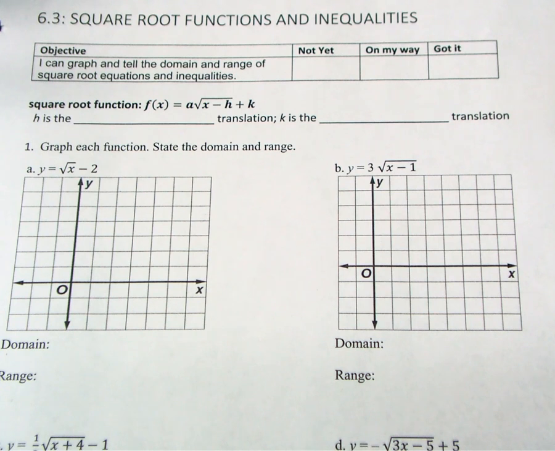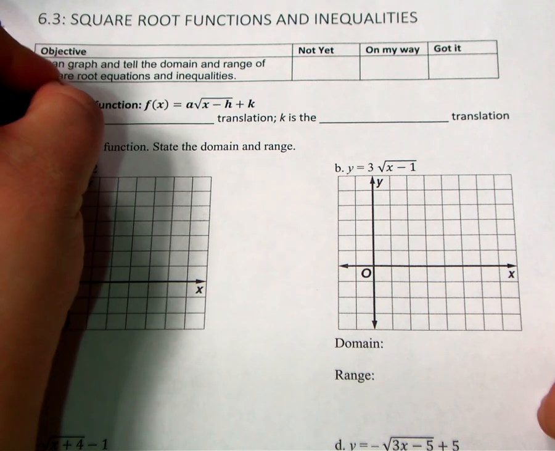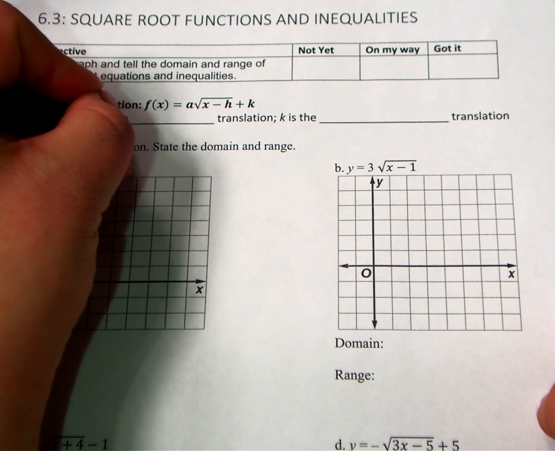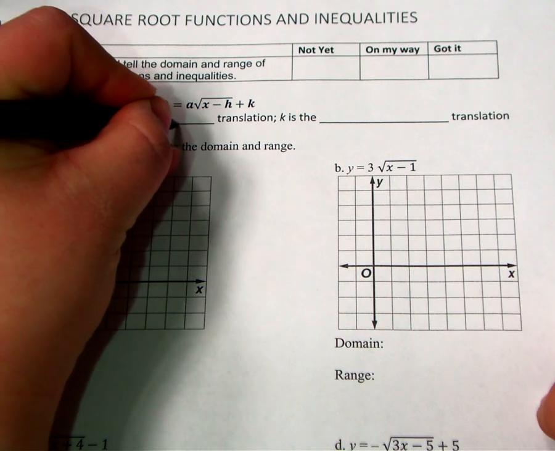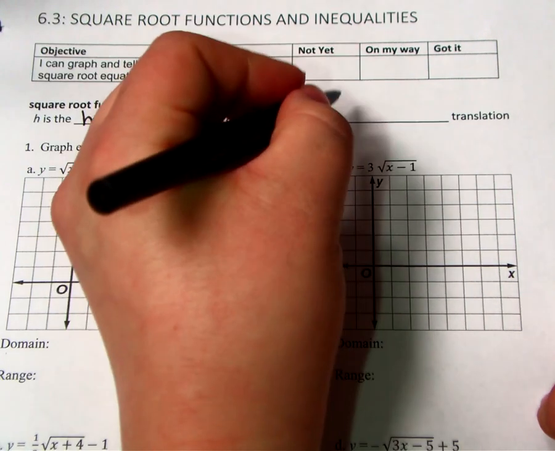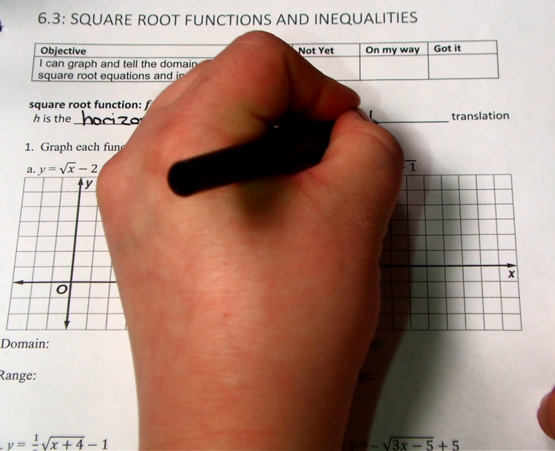Section 6.3, we are graphing square root functions and inequalities. Now, we've already talked about H and K several times throughout this year. H, is that the horizontal or the vertical translation? Horizontal translation. Which means that K gives us our vertical translation.